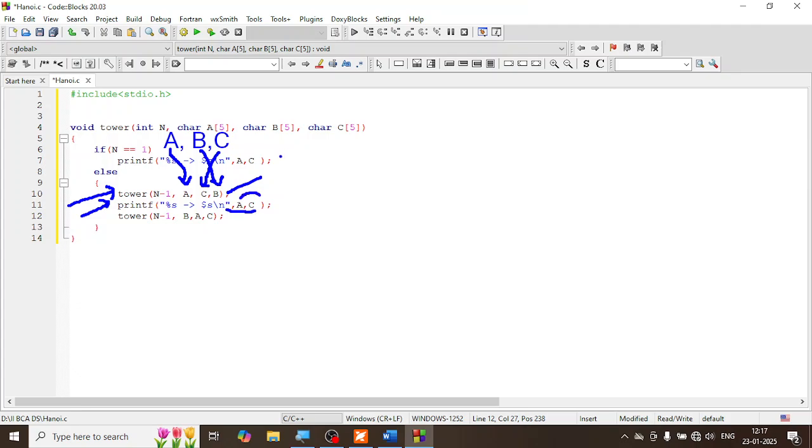True for everything. What about the last scenario? Let's write again the last scenario: A, B, C. It could be X, Y, Z also. In the last scenario, keep the last one as it is. Don't touch the last one. Interchange A and B. In the place of A, put B here. In the place of B, put A here. Instead of B, you write A here. Instead of A, you write B here.